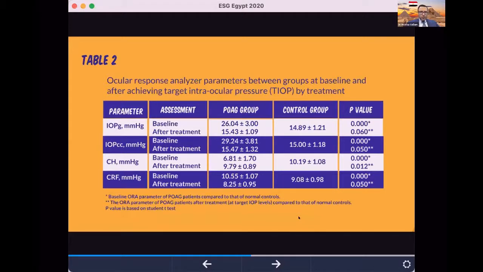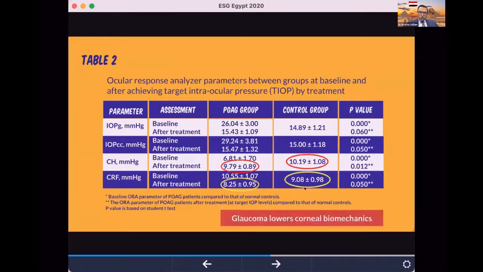When comparing our patients to controls, we found a significant difference in all Ocular Response Analyzer parameters regarding intraocular pressure before treatment and corneal biomechanics. Here, you can see the value of corneal hysteresis before and after treatment. It's raised, and here is the value of corneal resistance factor. We found that glaucoma lowers the corneal biomechanics compared to the normal population.